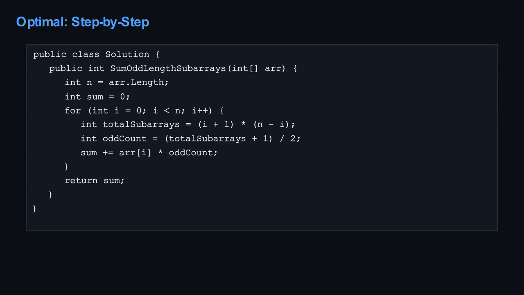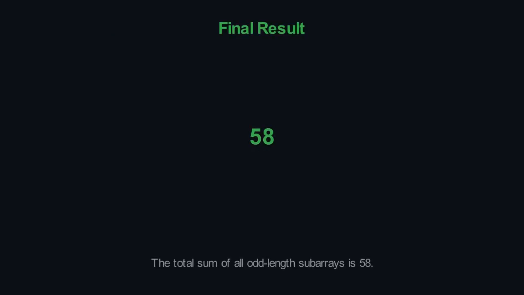For 3 at index 4, starts 5, ends 1. Total, 5 times 1 equals 5. Odd count, 5 plus 1 divided by 2 equals 3. 3 times 3 is 9. Summing these up gives our result. Adding 3, 16, 10, 20, and 9 gives us a total sum of 58. This is the correct sum of all odd-length subarrays, calculated by cleverly counting each element's contribution.